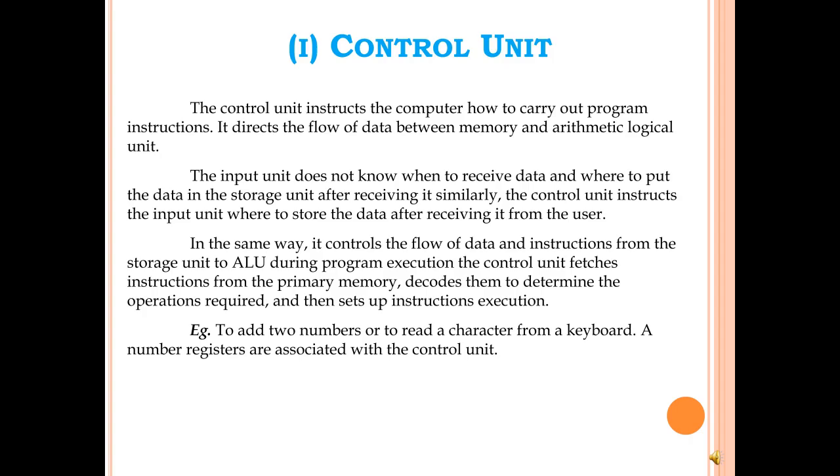In the same way, it controls the flow of data and instructions from the storage unit to the ALU during program execution. The control unit fetches instructions from the primary memory, decodes them to determine the operations required, and then sets up instruction execution. For example, to add two numbers or to read a character from a keyboard, a number of registers are associated with the control unit.